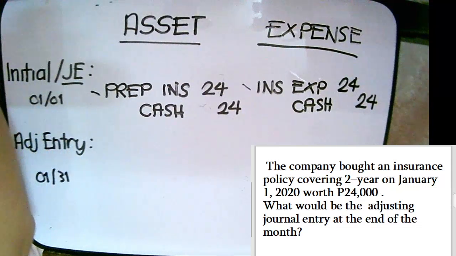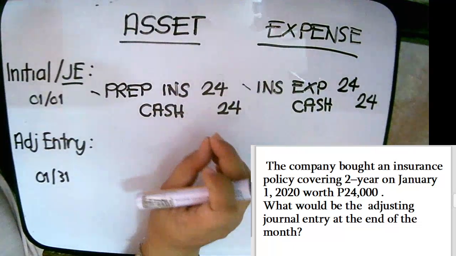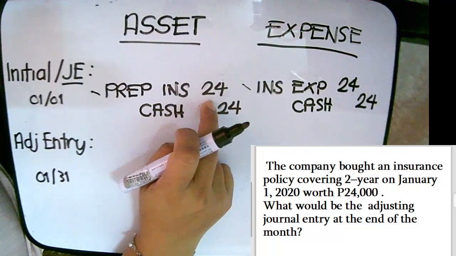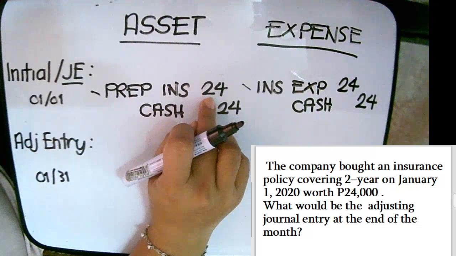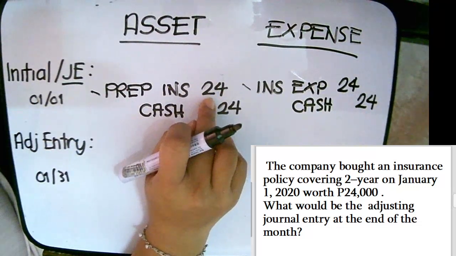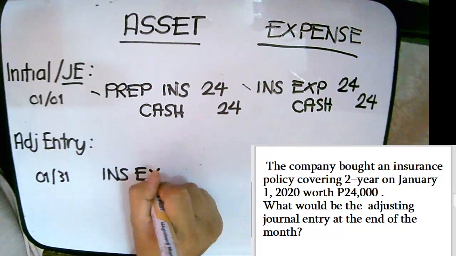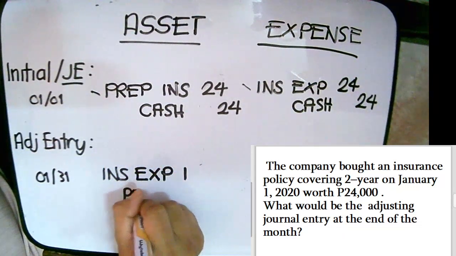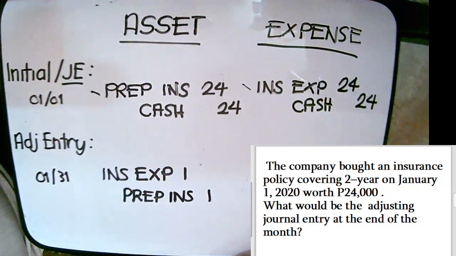So, yung magiging adjusting entry natin, kasi nga, yung amount ng ating prepaid insurance is 24,000. On January 31, hindi na ito yung totoong balanse ng prepaid insurance natin. So, dapat natin siyang i-adjust. So, to adjust, our entry would be a debit to insurance expense kasi nga nagamit na yung isang buwan, 1,000. And then, credit tayo ng prepaid insurance of 1,000.